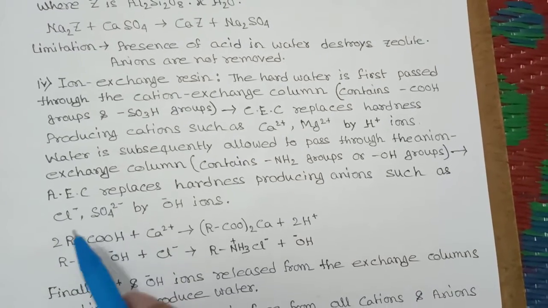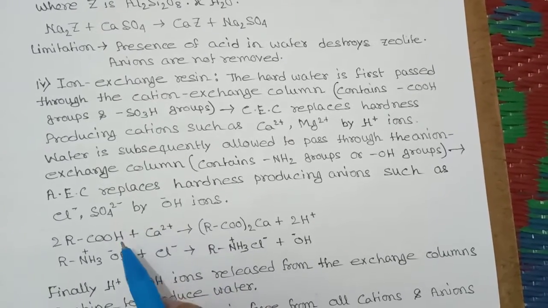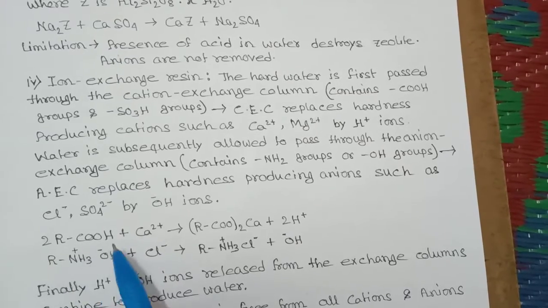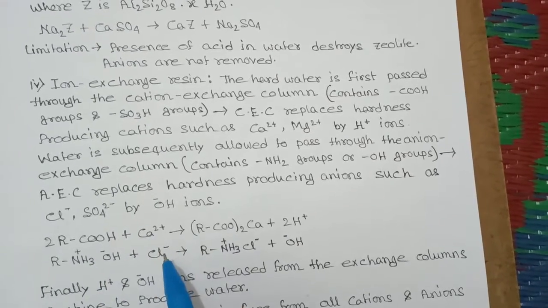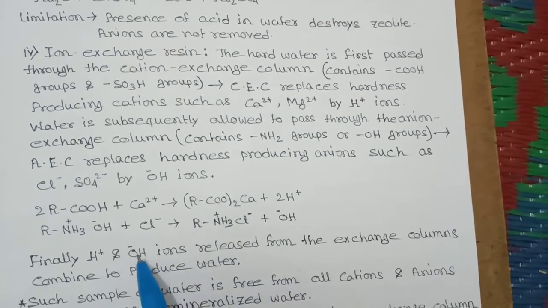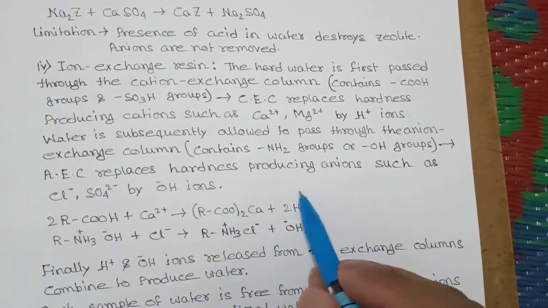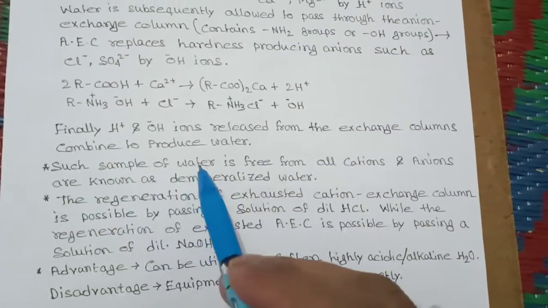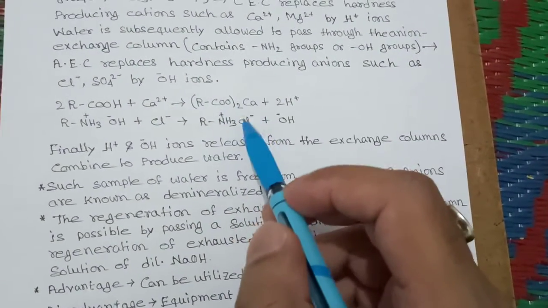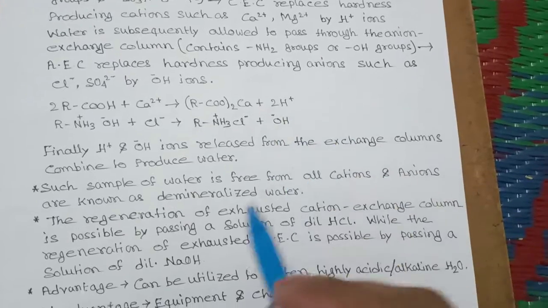So this is actually your cation exchange column. Here the cation exchange column replaces this hardness causing cation by H+ ion. So this can go there, H+ will come here, and this is your anion exchange column. This column will displace this Cl- by OH-. So Cl- will come here, OH- will go there. In this way, finally H+ and OH- ions released from the exchange columns combine to produce water. Such water is free from all cations and anions and is known as demineralized water, because all the cations and anions have been trapped by the cation exchange column or anion exchange column.